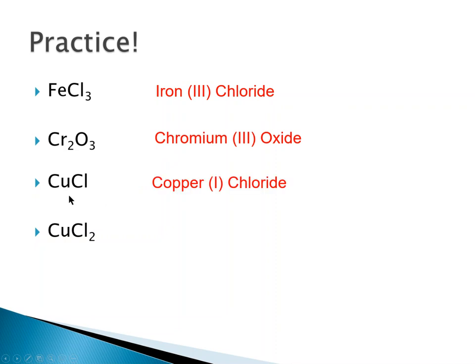Moving right along, this compound is copper 1 chloride, because there's only one of each element, and chloride is always -1. That means copper here must be +1. And this compound down here is copper 2 chloride, again, because each chloride ion has a charge of -1, and there's 2 of them. In order to be neutral, copper has to have a charge of +2.